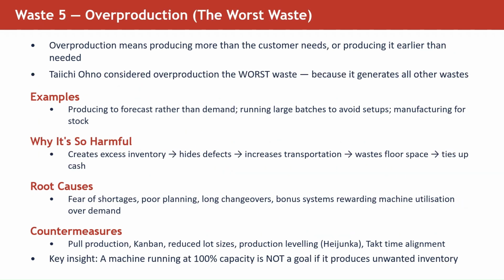Then the fifth waste is overproduction. Now this is called the worst waste. The earlier one, we called disastrous. This one is the worst waste. Now what does overproduction mean? It means producing more than what the customer needs, or producing it earlier than it is needed. The Toyota founder has said that this is the worst waste.